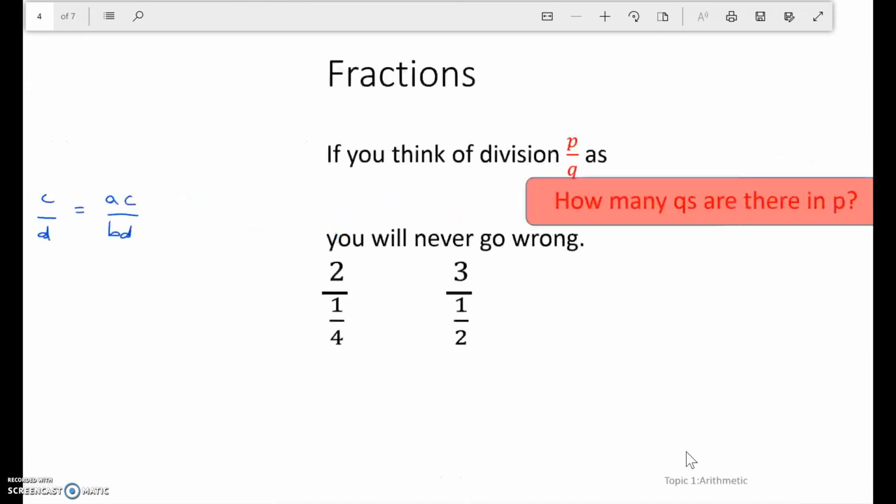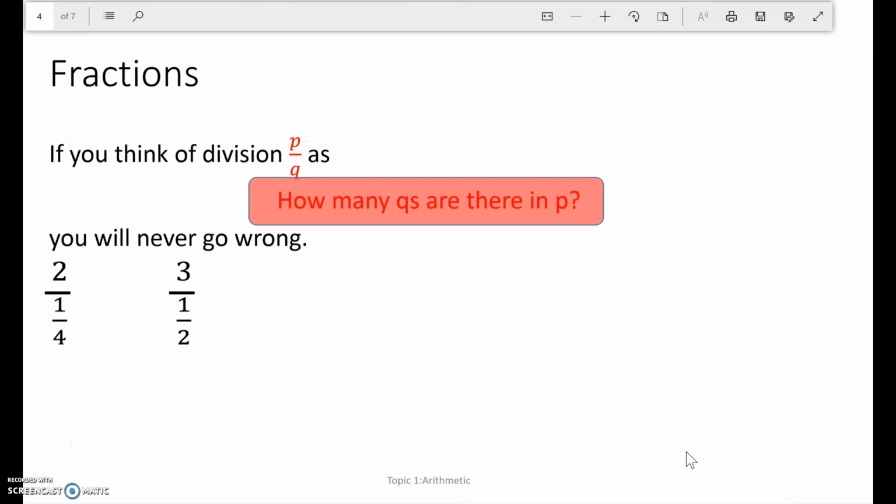Now again, if you think of division as how many Q's are there in P, then, as I said before, you will never go wrong. 2 over a quarter asks the question how many quarters are there in 2? There are 4 quarters in every one, so there are 8 quarters in 2. How many halves are there in 3? How many half pizzas are there in 3 pizzas? Then there are 6.